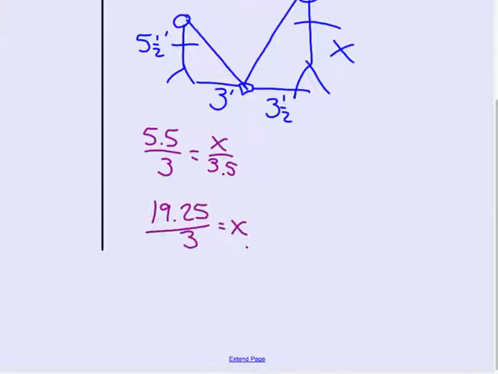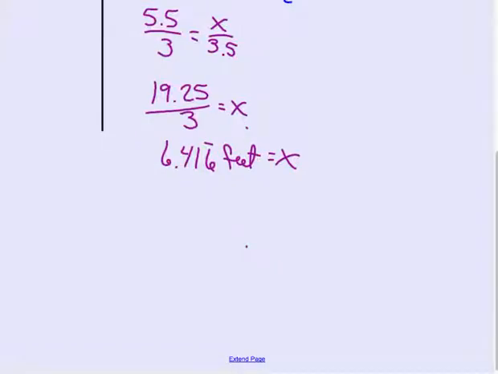Multiplying both sides by 3.5 to solve for x, and dividing by 3 to make it make sense, we get 6.416 repeating feet. But we never talk about somebody's height as a decimal. We would convert that to inches. So to convert the 0.416 repeating to inches, there are 12 inches in a foot, so you would just multiply by 12, and we would get 6 feet 5 inches is the height of his partner.